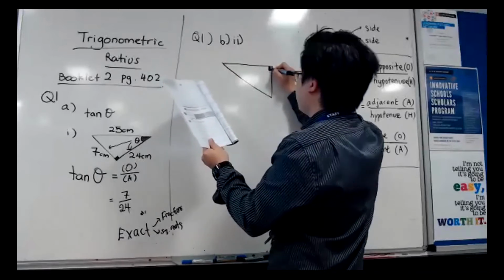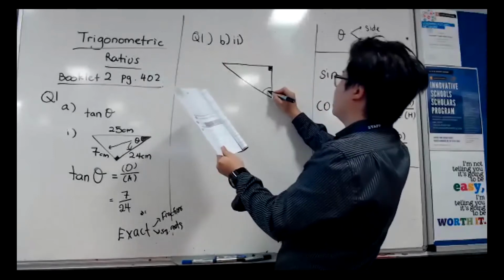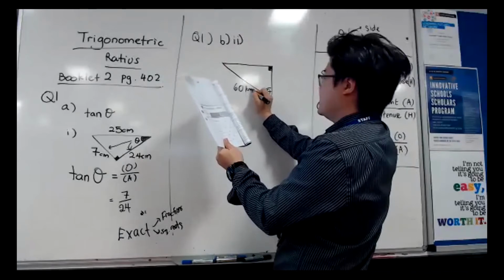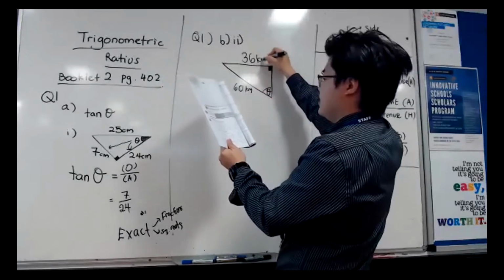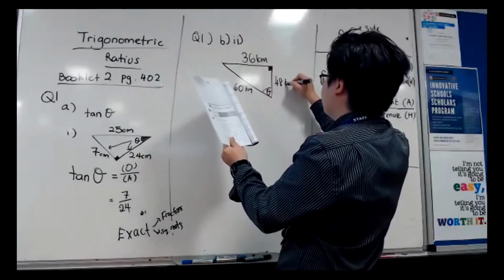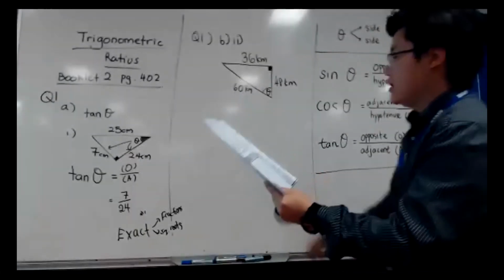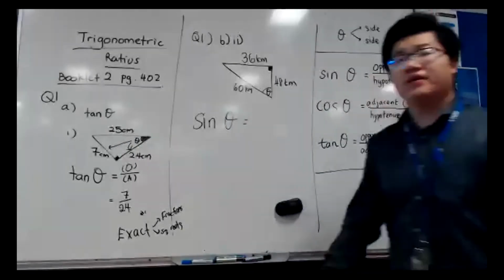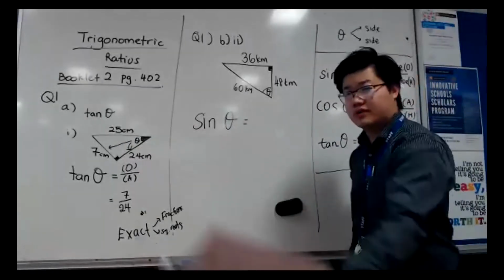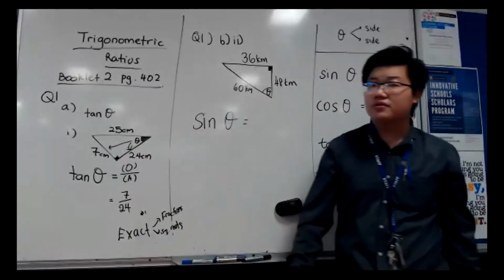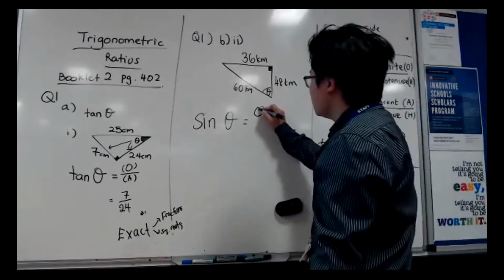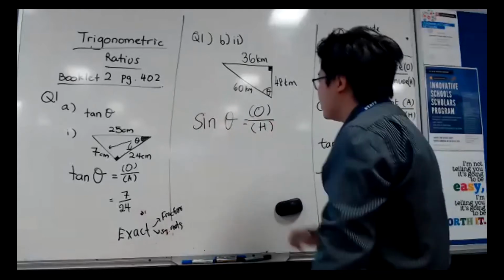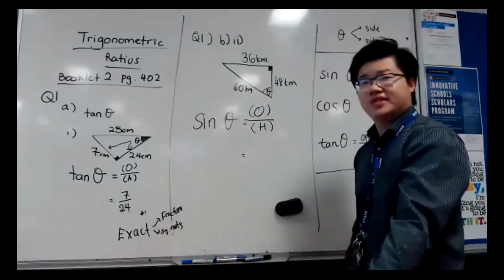So the right angle is right there, and your theta is right there. That's 60 kilometers, that's 36 kilometers, that's 48 kilometers. They're looking for sine theta. So sine theta equals opposite over hypotenuse. All right, so what is opposite?